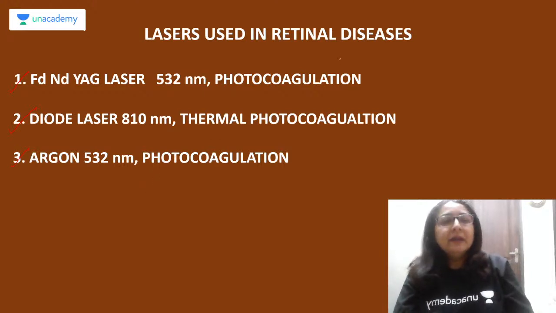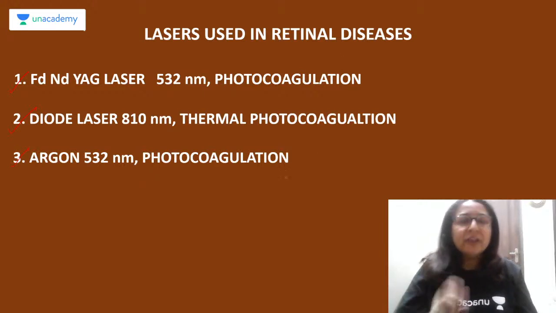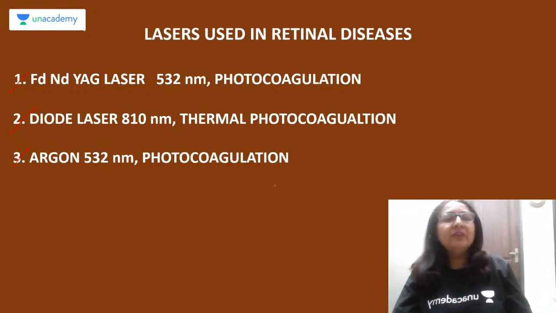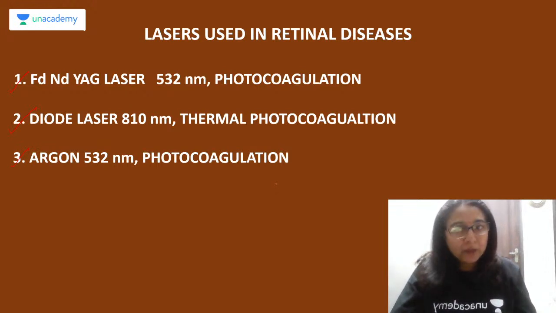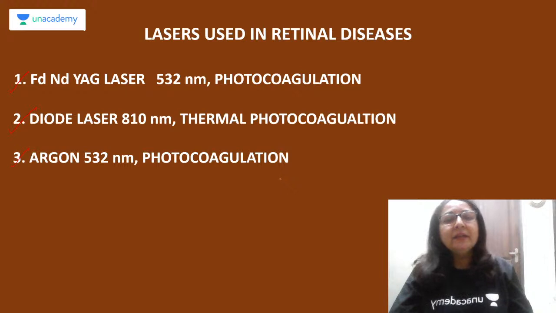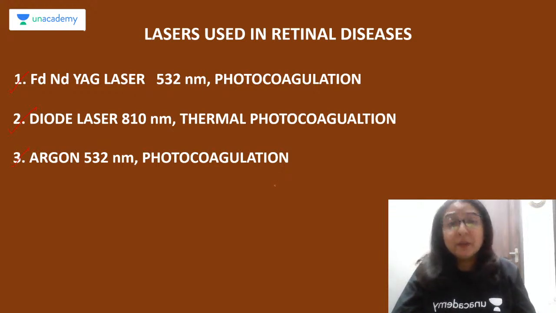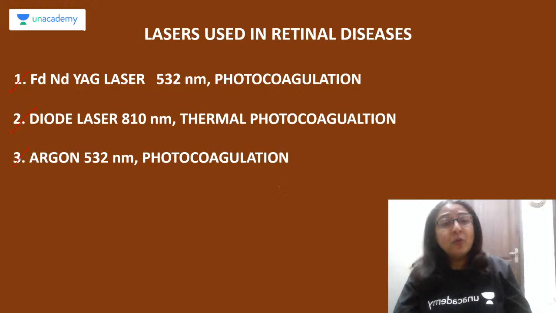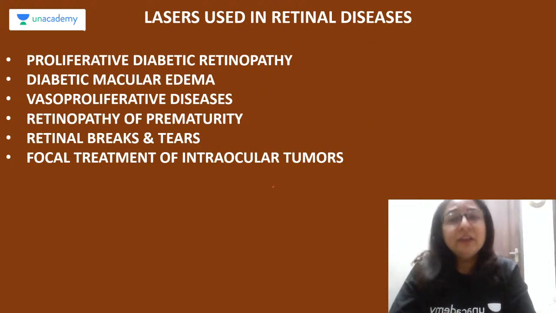Okay, the main mechanism of action of the lasers which are used in retinal diseases is photocoagulation, and the diode laser, being of longer wavelength, causes a thermal effect also. So there is an added effect of thermal therapy, or what is known as thermotherapy, along with the photocoagulative action. Okay, so what are the indications in which we are using the lasers in case of retinal diseases?